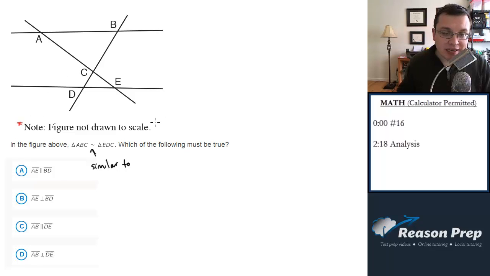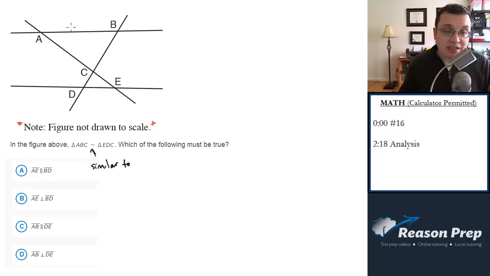So what does this mean? It means we can't just look at the picture and make any determinations about angle sizes relative to other angle sizes, length of segments, anything like that. We have to use just the information given to us in the problem, which is that ABC is similar to EDC. So what does that tell us?